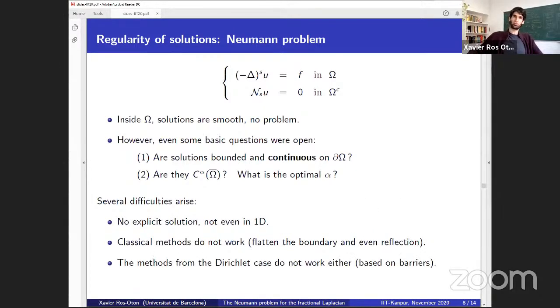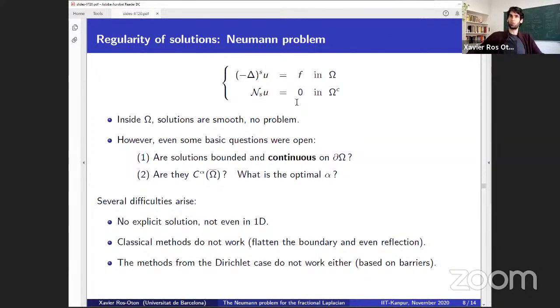The methods from the Dirichlet case do not work either because they are based on barriers. Because you know that u is zero outside, if the domain is nice enough, you can construct explicit barriers, like in a ball or in the complement of a ball, that imply that your solution is controlled by the distance to the power s. From this, you work out the regularity and prove that solutions are C^s up to the boundary. This does not work for the Neumann problem, because u is not fixed outside Omega.